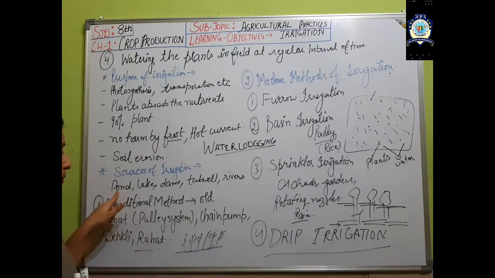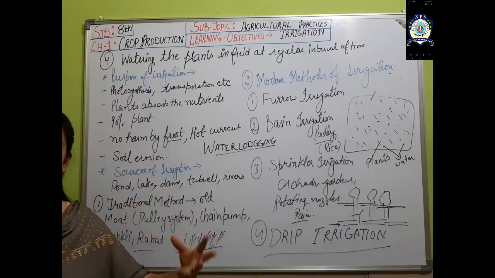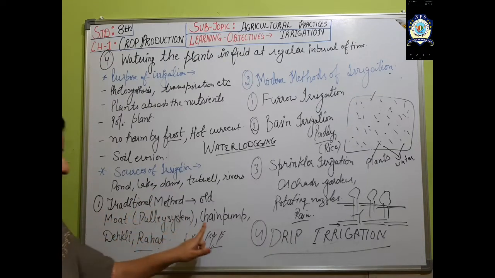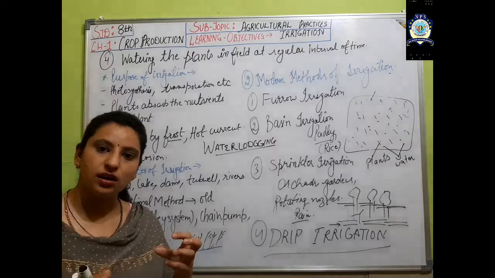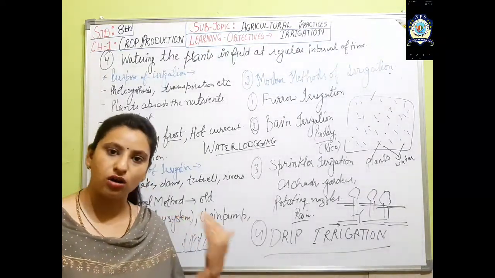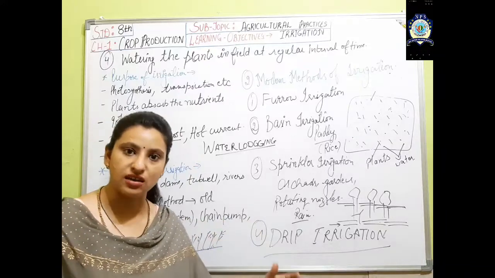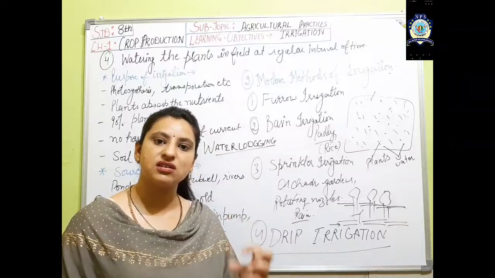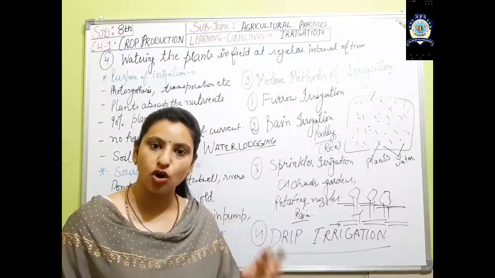Then what are the sources of irrigation? Sources of irrigation are pond, lake, dam, tubewell, rivers, and many other natural things. And there are two types of methods. Traditional methods include moat, chain pump, dhekli, and rahat, and these were all very laborious methods, but the yield is very less. Then modern man went for modern techniques, which are no doubt all expensive, but still they give good crop yield.